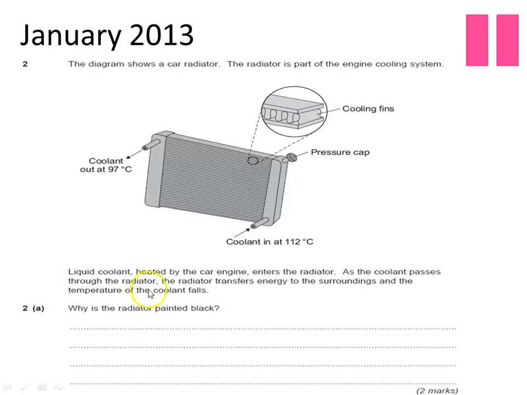So the radiator is painted black, we should know, because it is the best emitter of infrared radiation. We're using the word emitter here because it's given out to the surroundings, okay? So that's just one mark. The second mark will always be for saying, so that increases the rate of infrared radiation transferred to the surroundings.